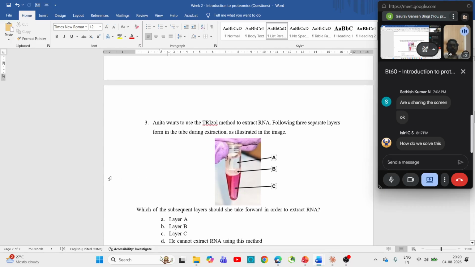Okay. So now the TRIzol method, we discussed this. In a tube of extraction, which of the following subsequent layers should she take forward in order to extract RNA? So the question is about RNA, not about protein. This is after the first step itself. As soon as you add TRIzol, you centrifuge it, vortex it, centrifuge it. How is the separation generally? The upper layer has what, the middle layer has what, and the bottom layer has what?